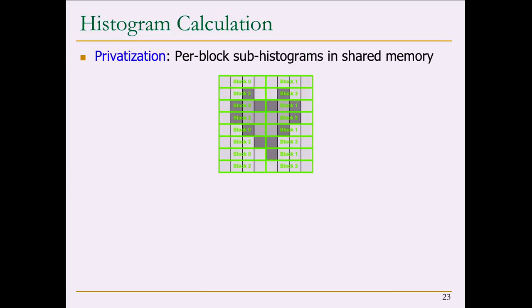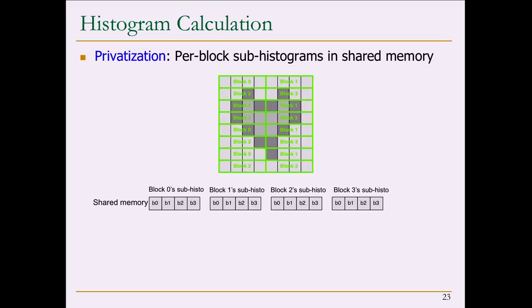What can we do? We can use an optimization technique called privatization. And privatization essentially means that each of the thread blocks in the kernel are going to have one subhistogram, so that they only have to care about updating the bins of this subhistogram. We can split the input image into different chunks or tiles, and each of them, or several of them, could be assigned to different thread blocks.